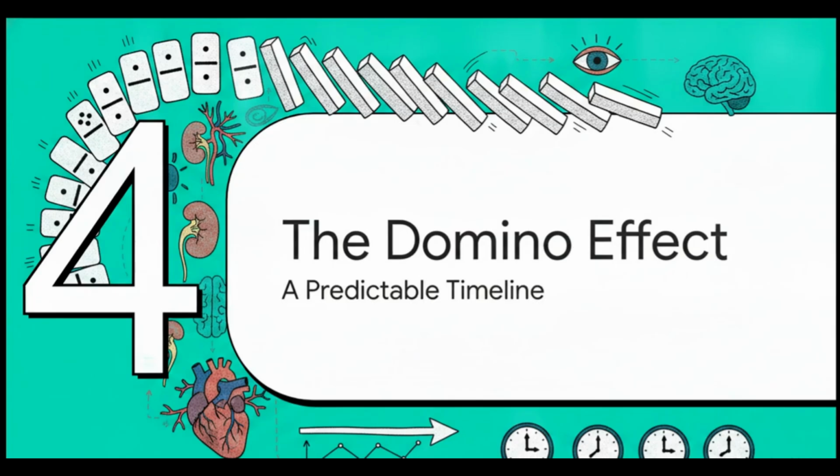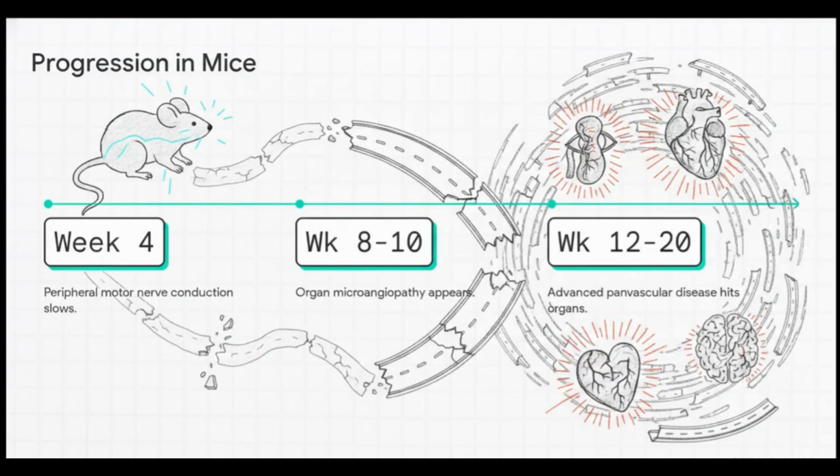Which brings us to section 4, the domino effect. Let's look at the predictable timeline of all this. What's terrifying but also incredibly useful for modern medicine is that this damage isn't just random. Researchers mapped out the chronological course of this disease using a specific diabetic mouse model.